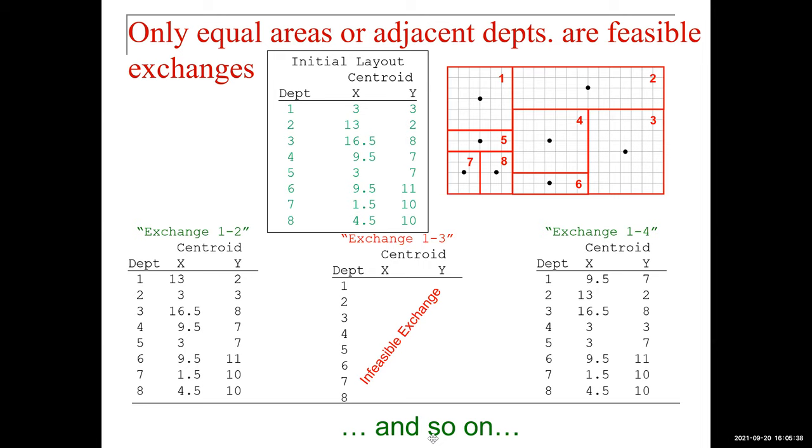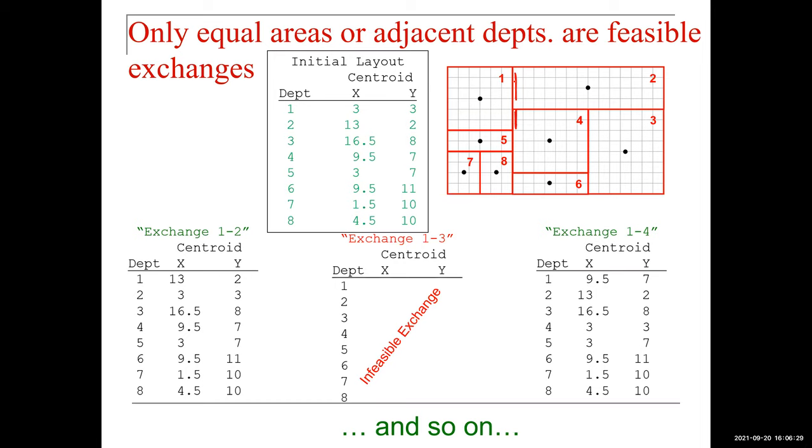So for example, exchange 1 and 2, that one is possible because they're sharing a wall. Exchange 1 and 3 is not possible because they are not sharing a wall and they don't have the same area. So that is an infeasible exchange. Exchange 1 and 4, yes, it's possible because you're sharing this wall. Okay, so one more time. 1 and 2 is possible, they're sharing a wall. 1 and 3 is not possible, they don't share a wall, and 3 is larger than 1, so they don't have the same area. Exchange 1 and 4 is possible because 1 and 4 are sharing one of the walls.